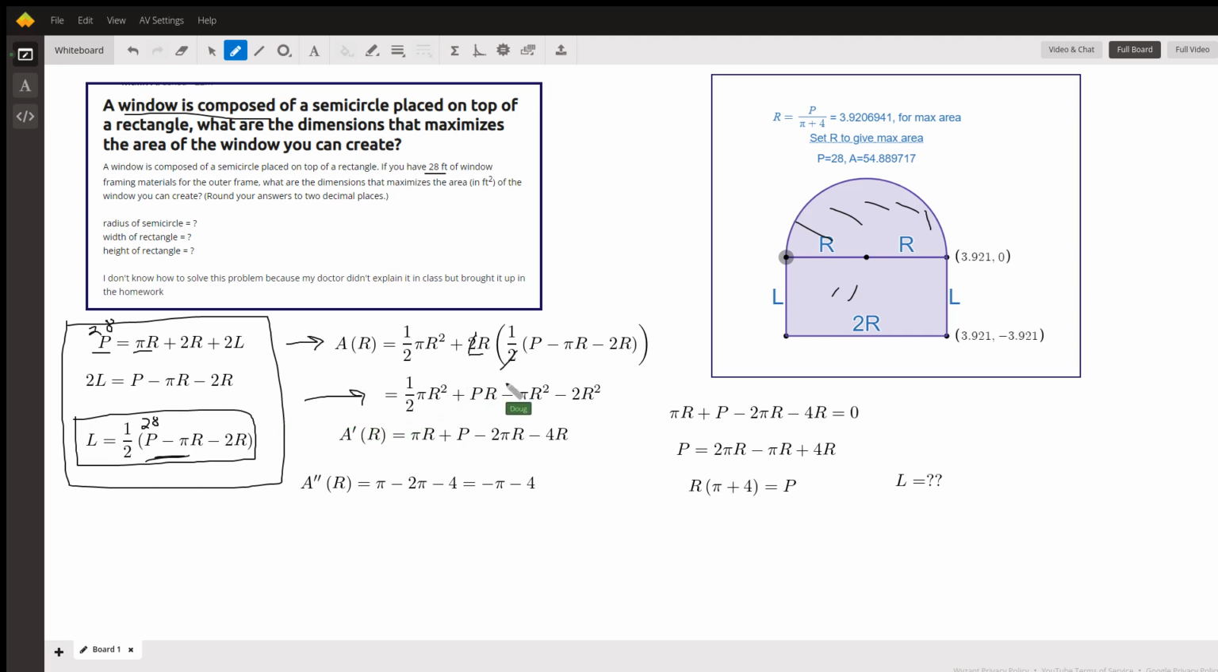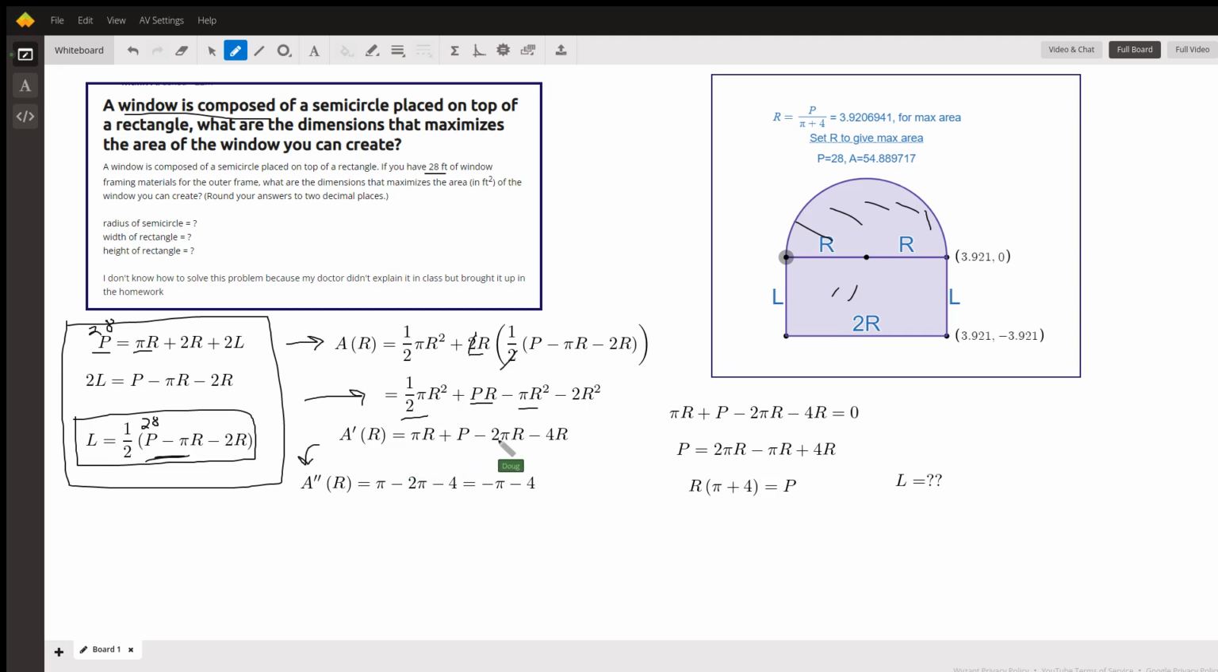And if we take the derivative of that with respect to r and set it equal to 0, we'll find a critical number for the function. So the derivative of this first term is p, since p is a constant, minus 2 pi r minus 4r. There's your derivative. And while we're at it, I'll take the second derivative. We'll see how we're going to use that in a second.